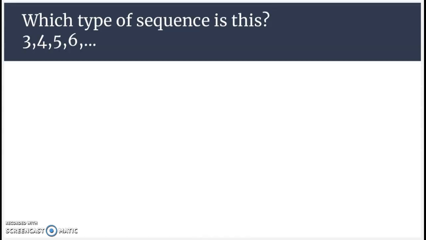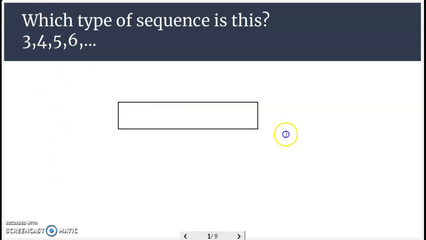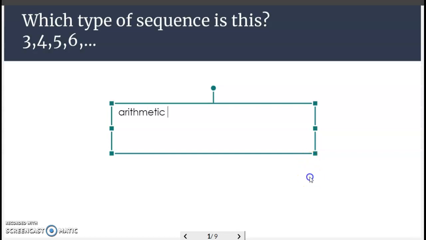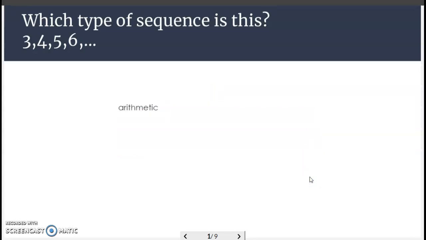All right, on this first one, what type of sequence is this? We have 3, 4, 5, 6. So basically, each time we're just adding 1. 3 plus 1, 4 plus 1, 5 plus 1, and so forth. So we would call this an arithmetic sequence, as opposed to a geometric one, when you multiply or divide by something each time to get the next number. So this is arithmetic.